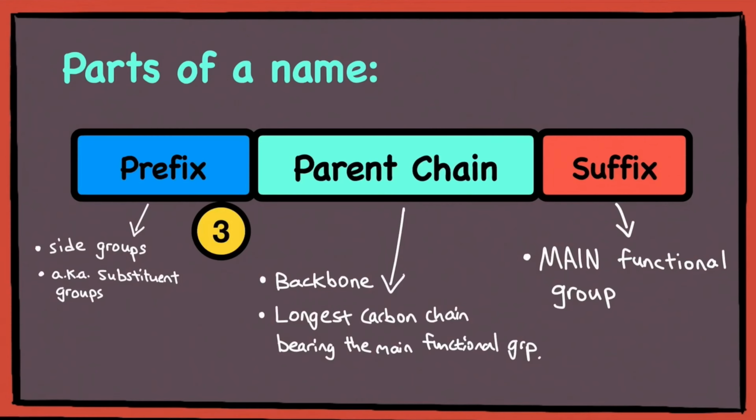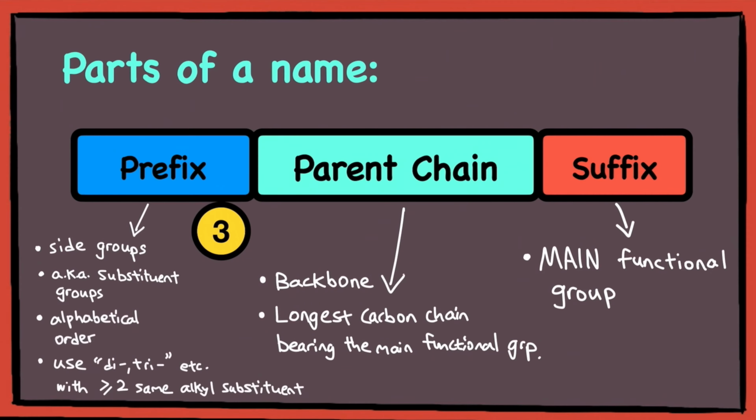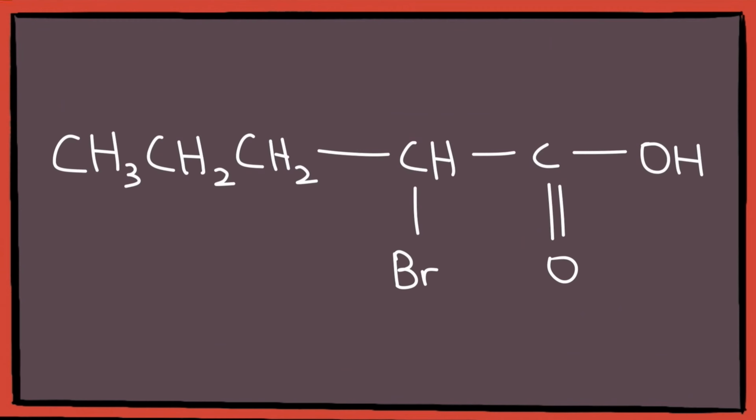To name the prefix, we number each side group according to their respective positions on the main carbon chain, in alphabetical order where two or more substituents are present. When there are two or more of the same alkyl substituents, we use the prefixes di, tri, tetra, etc. to avoid having to repeat naming the alkyl groups. Let's take a look at this example.